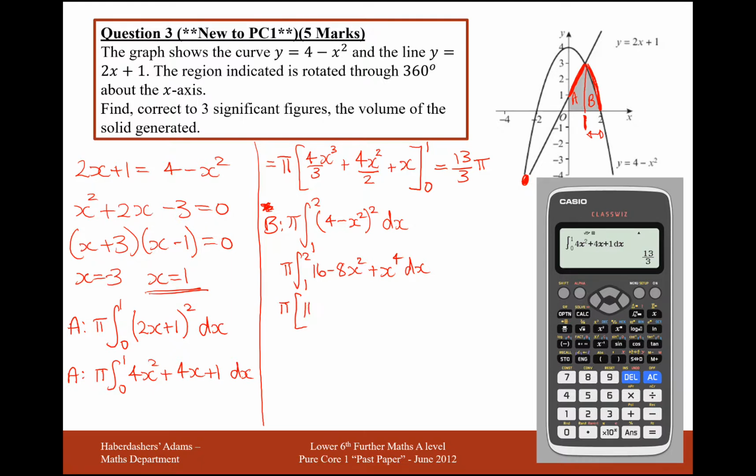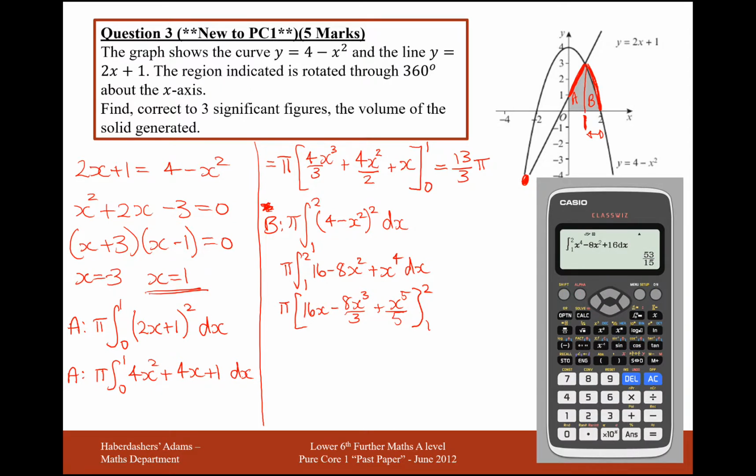That's going to be 16x minus 8x, the 2 turns into a 3 and we divide by 3, and then the 4 turns into a 5 and we divide by 5. That's going to be in between 1 and 2, so calculate that again, and we get 53 over 15 pi.